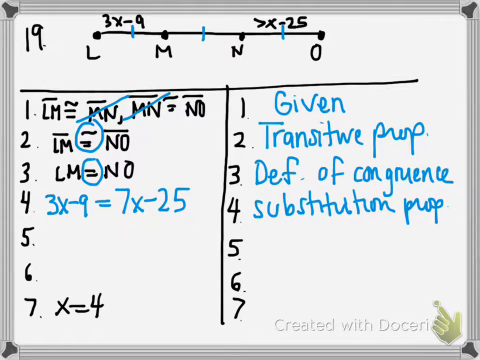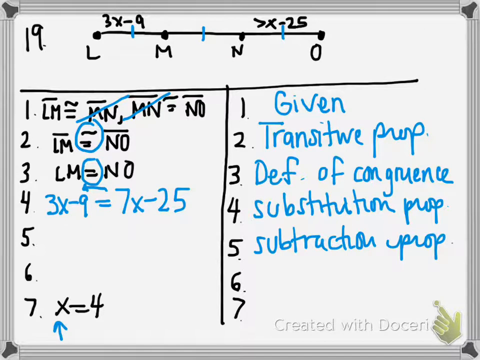All right, so to solve this equation, let's look at what we need. We need the x on the left-hand side in our final statement. So that means we need to move the x's to the left. So since 7x is positive, we would be subtracting it to the left, so subtraction property. So if I subtract 7x to the left side, 3x's minus 7x's would be negative 4x's minus 9, and that's equal to negative 25.